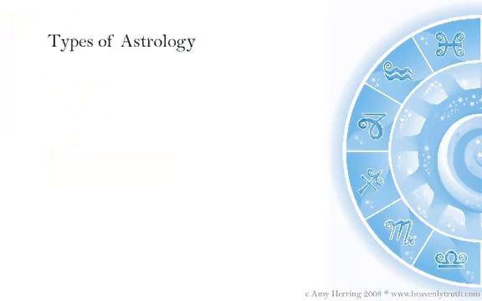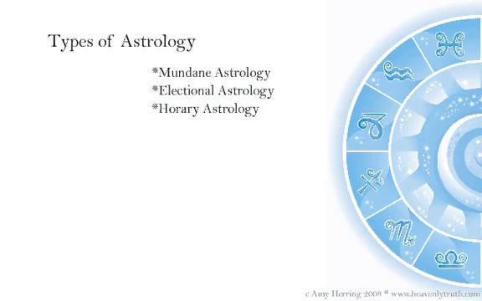Let's look at some of the different types and uses of astrology. I'll only be able to suggest a few here, but it'll get the idea across. How about mundane astrology, electional astrology, horary astrology, locational astrology, and natal astrology?